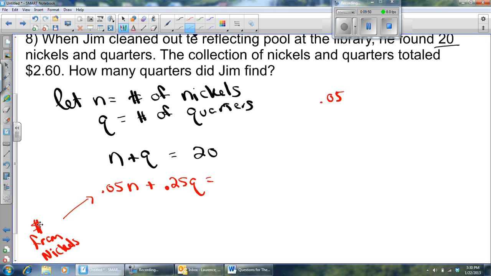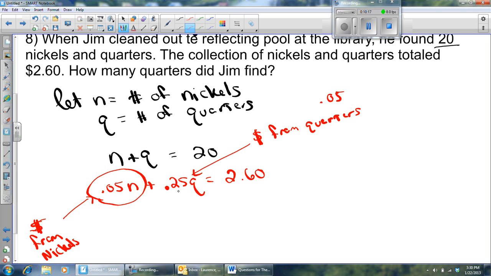Right? Okay. And isn't this the money from the quarters? If I add the money from the nickels and the money from the quarters, don't I have to get the total amount of money? Notice there's no multiplication over here on the right-hand side. This part here is the money from the nickels. This part here tells me the money from the quarters, and that gets me the total money. Get rid of those circles.